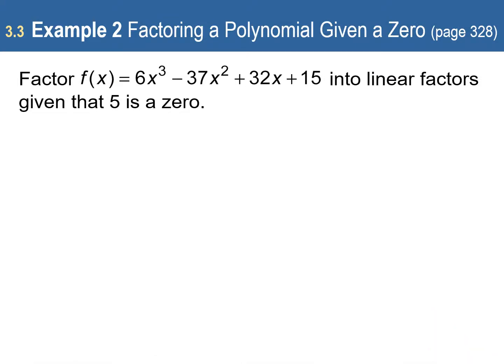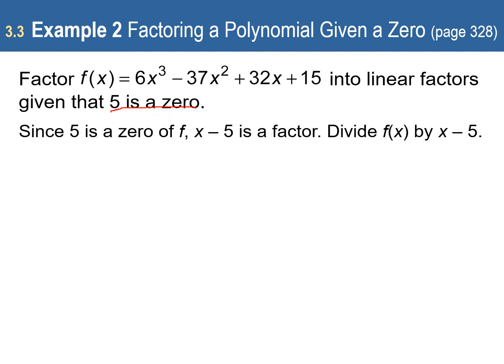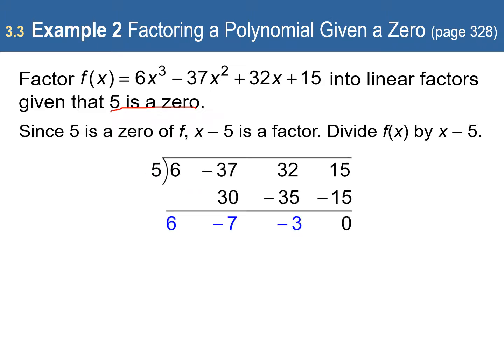Now, suppose I ask you to factor into linear factors, given that 5 is a 0. So I'm telling you what one of the zeros is. So what you're going to want to do is go ahead and divide by x minus 5. So do synthetic division, all right?